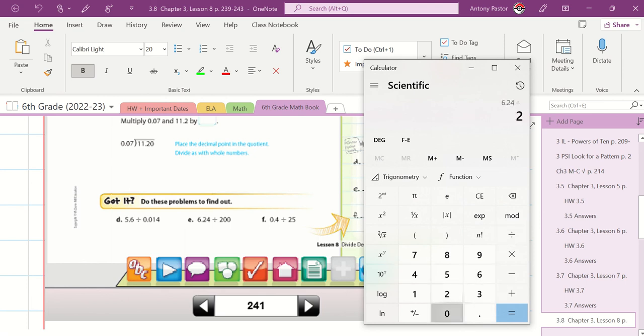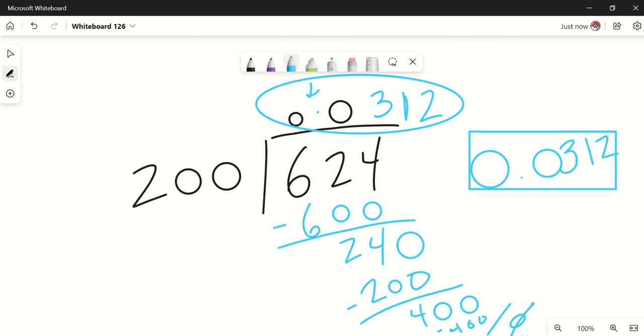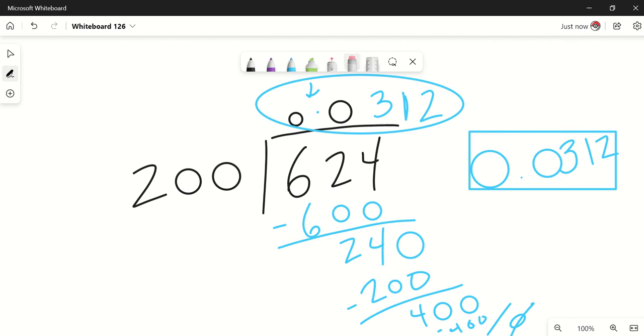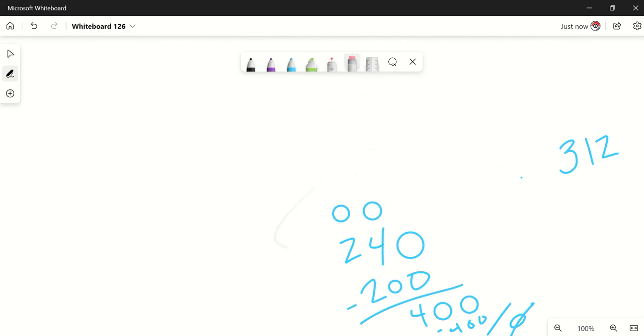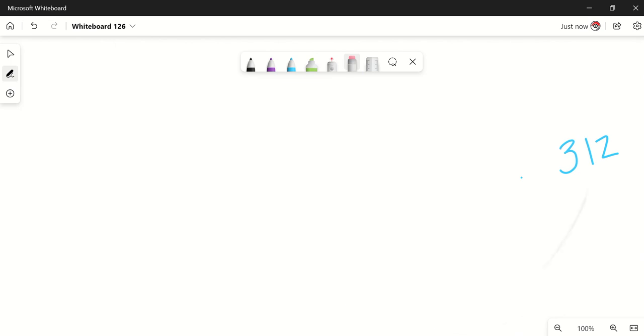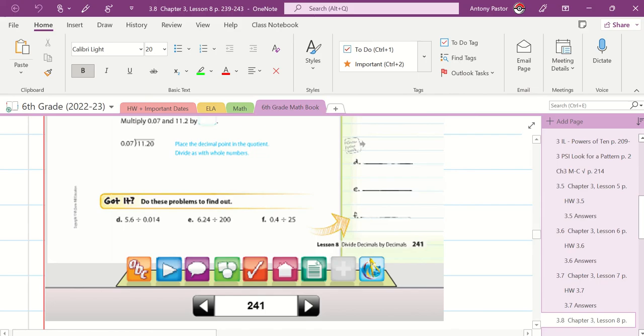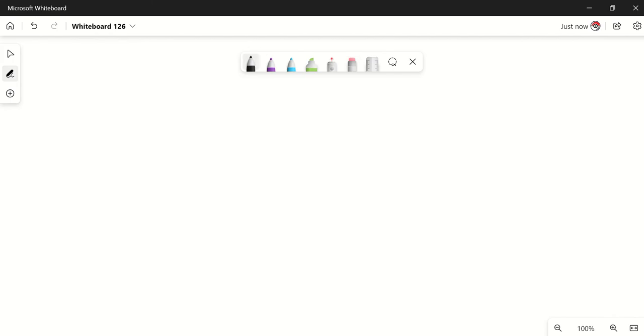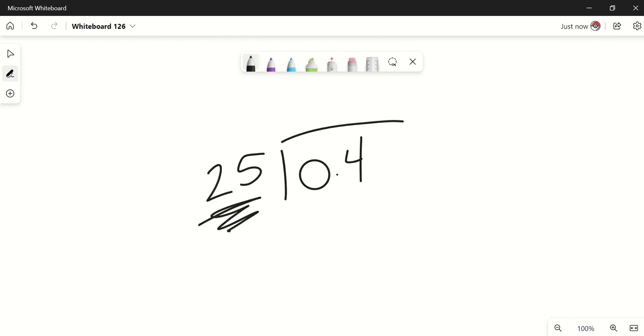We're going to check our answer based on our original problem. 6.24 divided by 200 equals 0.0312. So that was a good example to show that we don't change anything if the divisor is a whole number. It's when the divisor is a decimal that the game changes. This would be another example right here of 0.4 divided by 25. Whole number on the outside is our divisor. No decimals are jumping. My decimal on the inside is just going to go straight up in my answer.